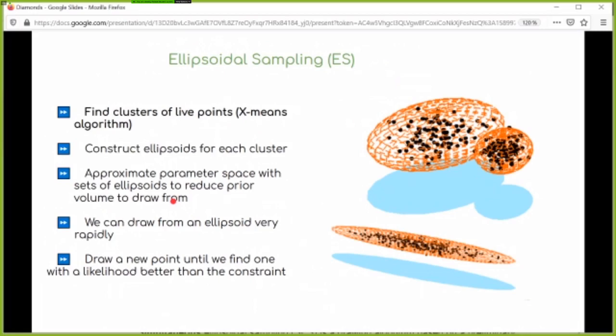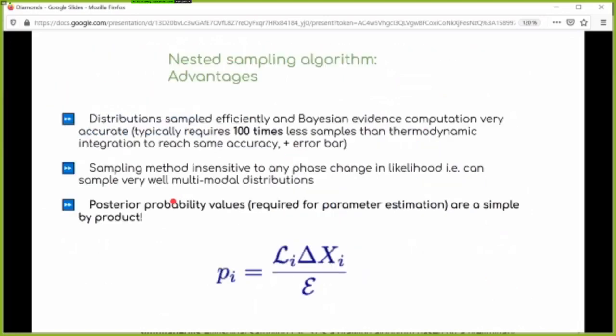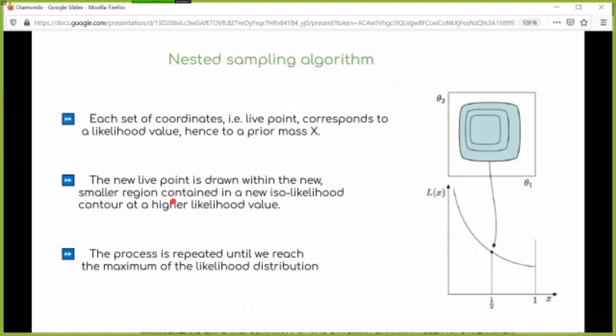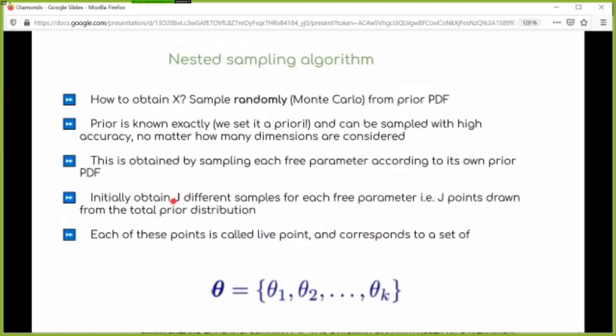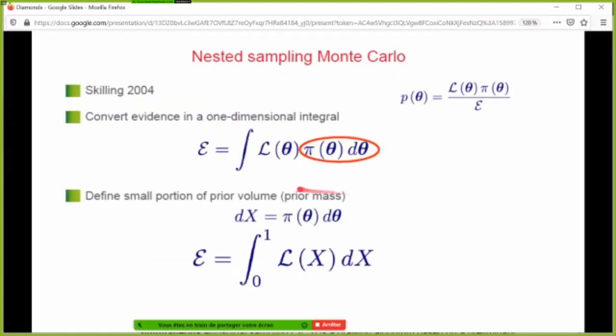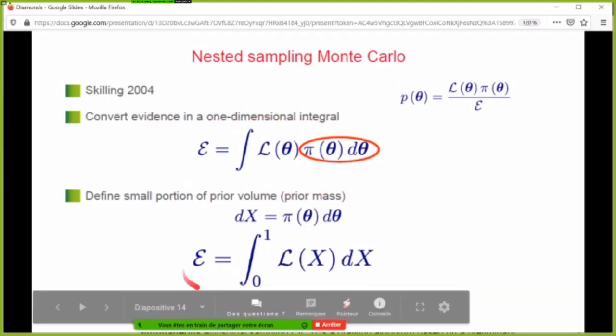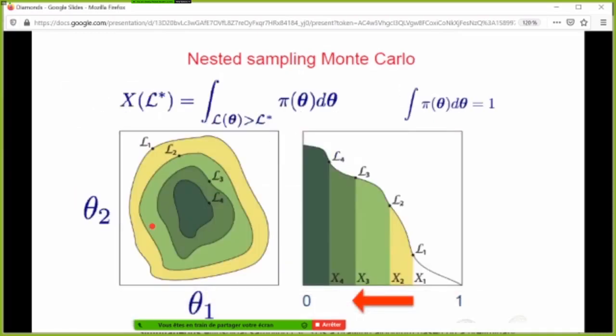And why it's also interesting is, sorry, I'm just coming back to the slide. It's because Skilling introduced a change in variable. He introduced this concept of the prior mass, where the calculus is simplified, and it turns out to be a one dimensional integral. And your constraint, contrary to Monte Carlo, is not on the space of the parameters, it's on the likelihood. For me, it's the main point of the power of this technique.